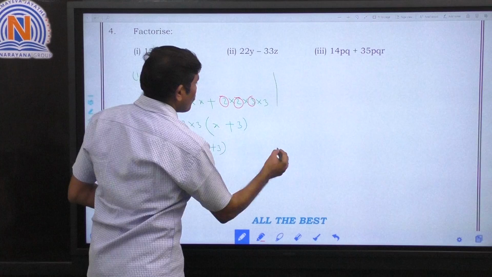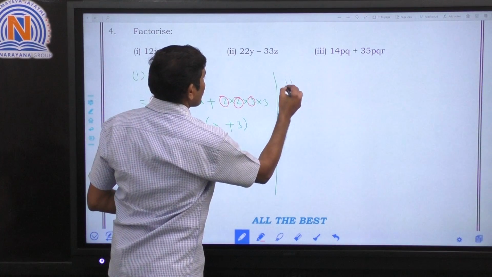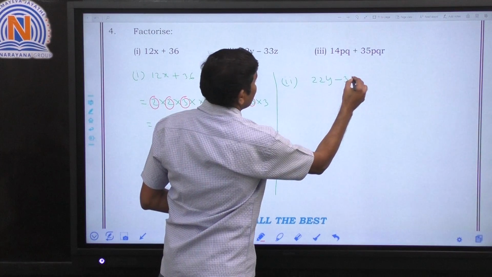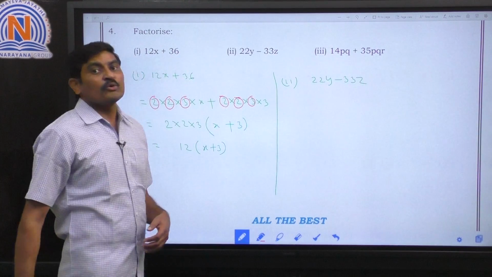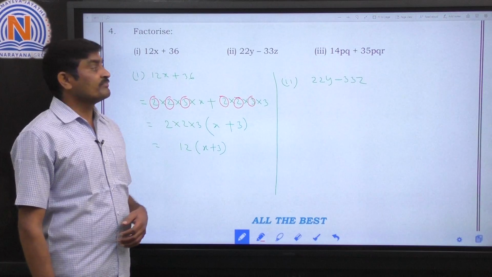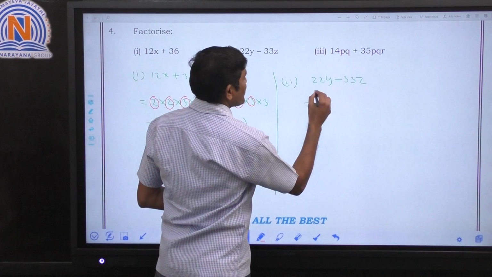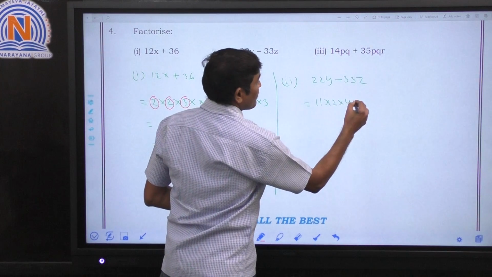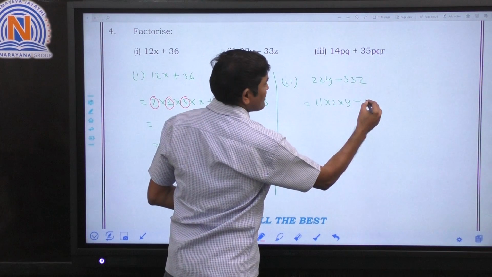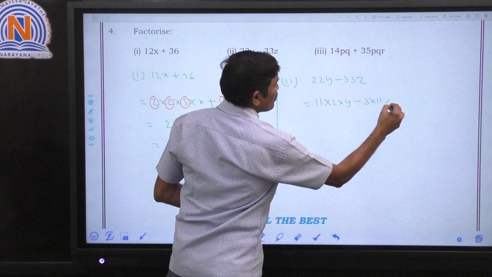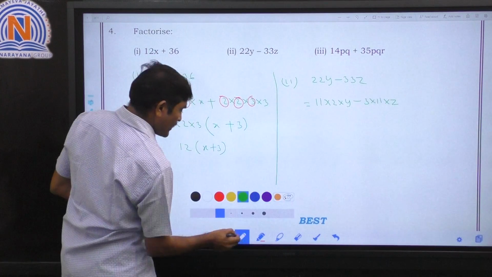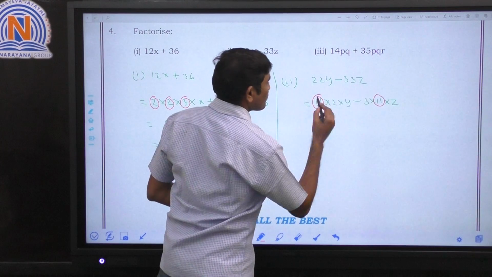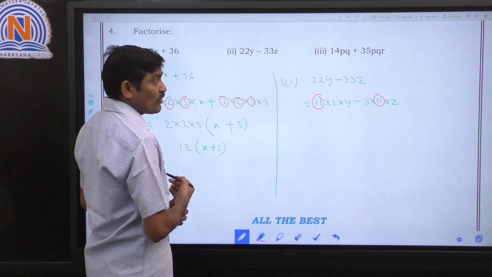Okay. Now the second one, see, 22y minus 33z. Here 22 can be split into 11 into 2 or 2 into 11 into y, minus 33 can be written as 3 into 11 into z. Okay. Now let us underline the common factors. 11 is the common factor, only 11.